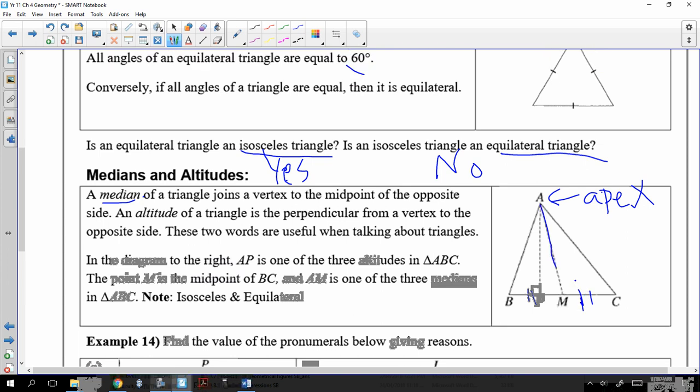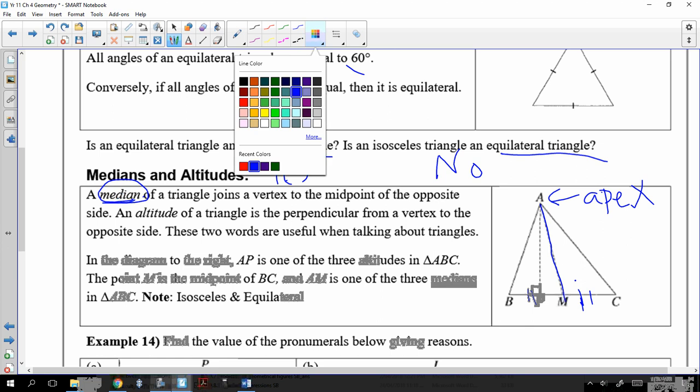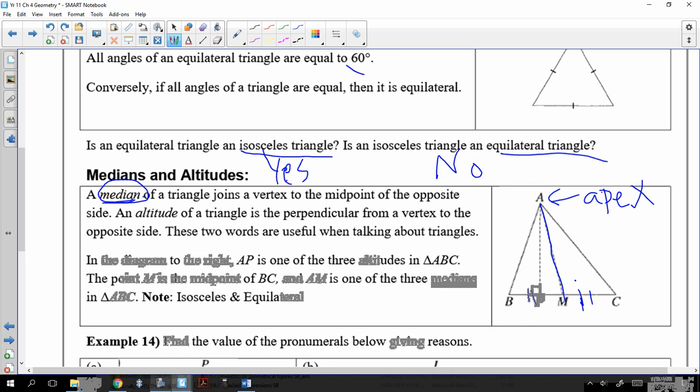And on the other hand, the altitude is a line with the right angle, AP. Yeah, AP is an altitude, just like the height of a mountain is the altitude. This is called the altitude. Altitude. Oops, I wrote alternate. Altitude is a line that's perpendicular to the base. So the median and altitude are not the same thing in a triangle.